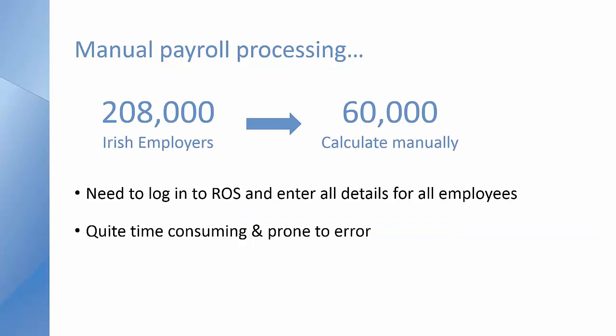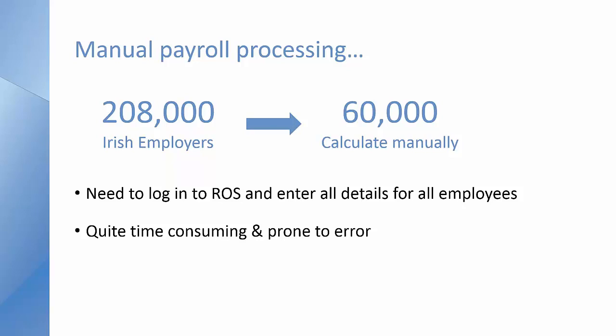So, Revenue estimates that of the total 208,000 Irish employers, up to 60,000 employers still calculate their payroll manually. They will still be able to calculate payroll manually. However, in each pay period, be it weekly or monthly, they will need to log into ROS and enter all of the required details for all of their employees, a bit like manually completing a P35 each pay period.